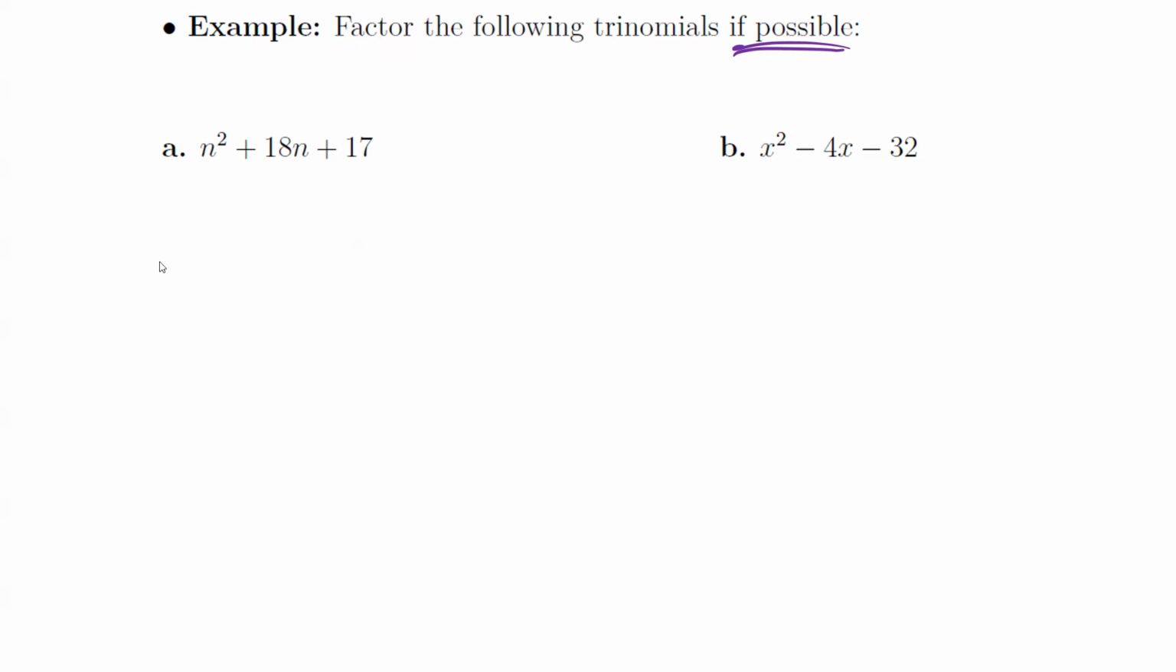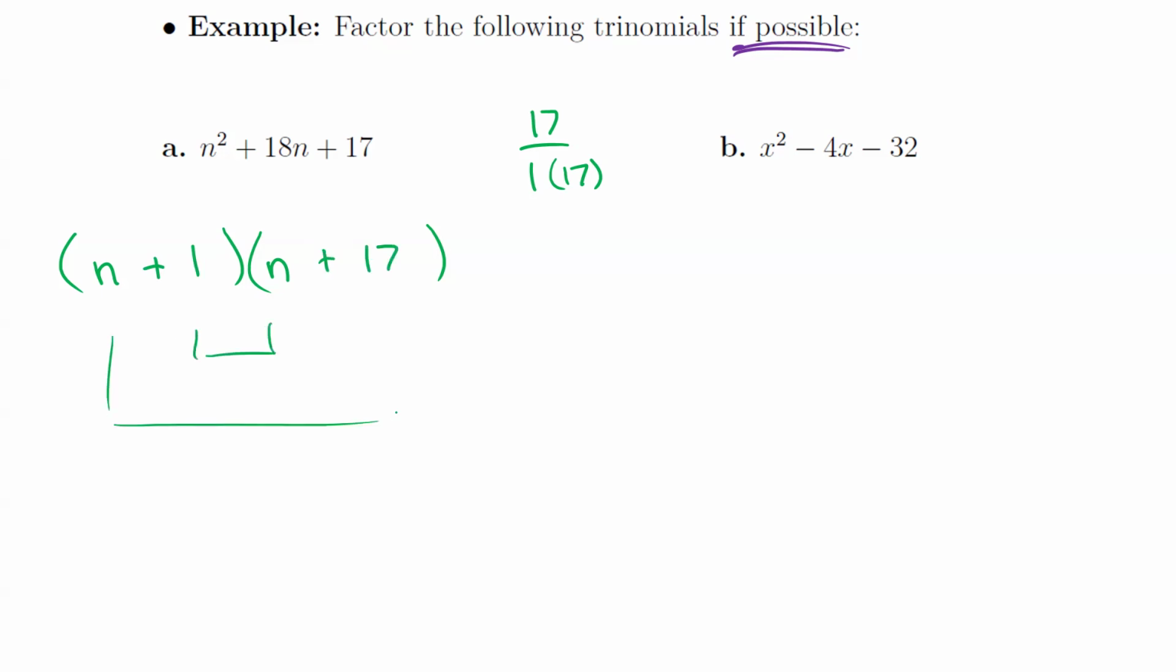All right, so part A is a nice one because there is only one way to break down a number like 17. It's a prime number, so it's got to be 1 times 17, right? And thankfully, if you do +1 and +17, when you check the outside plus the inside, you do get the middle term. And so there's your answer.